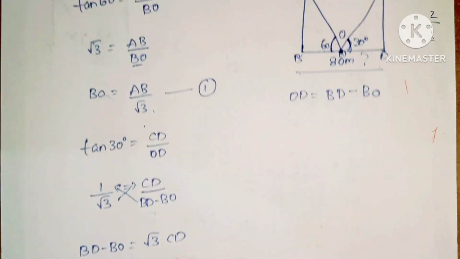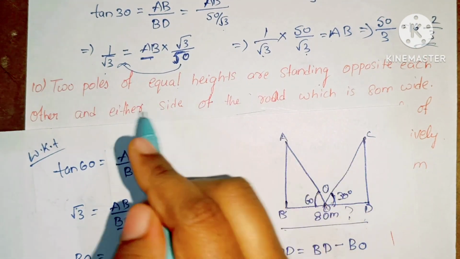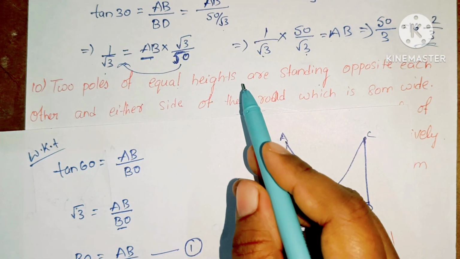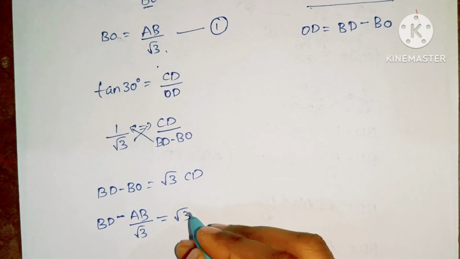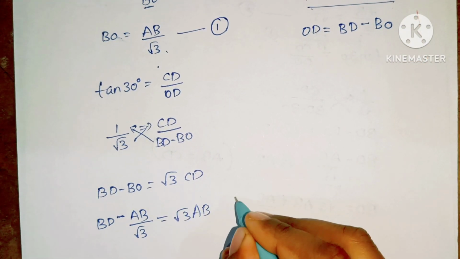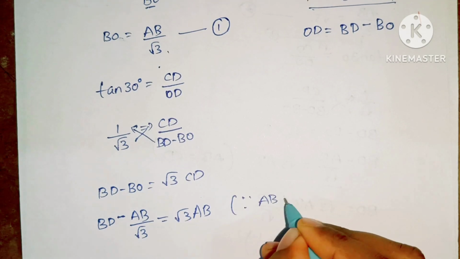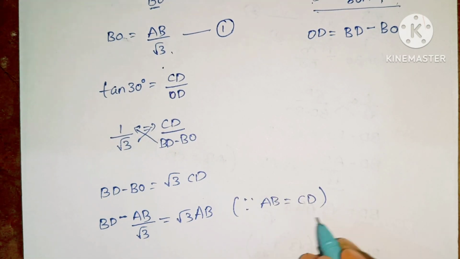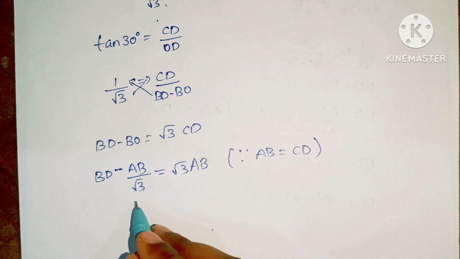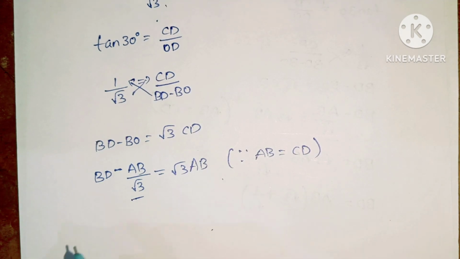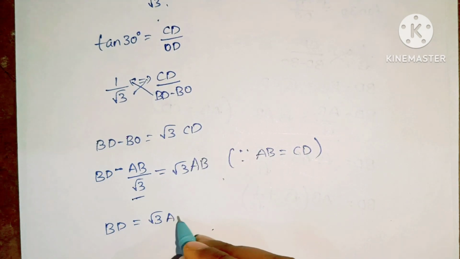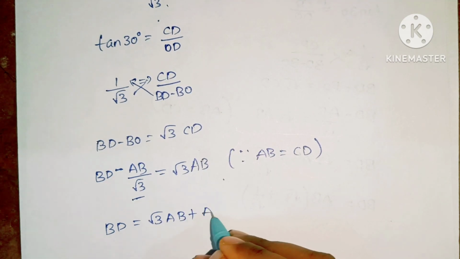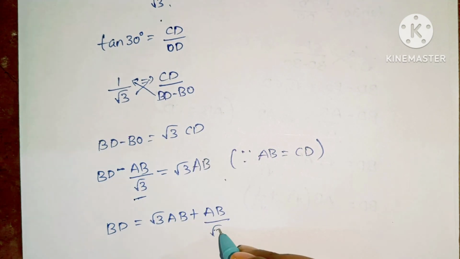Here, CD means what? At the starting of the question you know that two poles are of equal heights. That means AB equal to CD. So in place of CD you can write AB. That means the heights of the poles are equal. Okay. Now what did I do? I sent this one to the right side. Then what will you get? BD equal to root 3 AB plus AB by root 3.